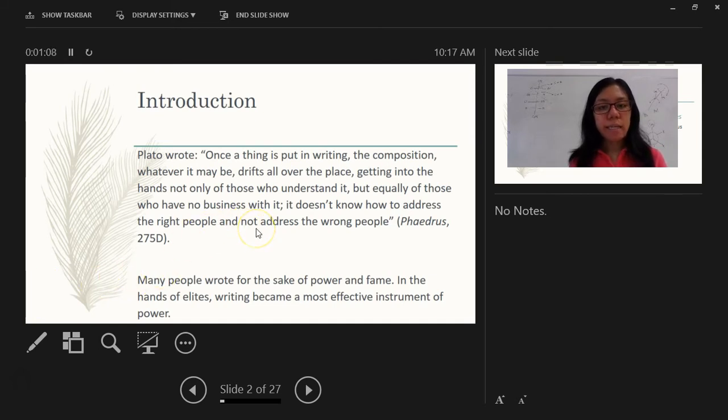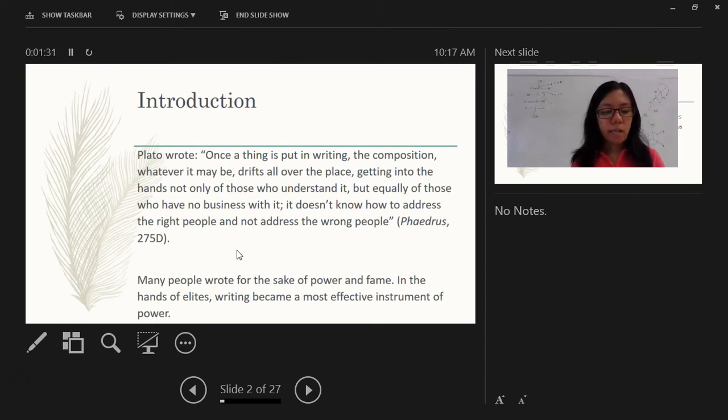thing is put in writing, the composition, whatever it may be, drifts all over the place, getting into the hands not only of those who understand it, but equally of those who have no business with it. It doesn't know how to address the right people and not address the wrong people. So a philosopher can fight back against an attack in a dialogue context.